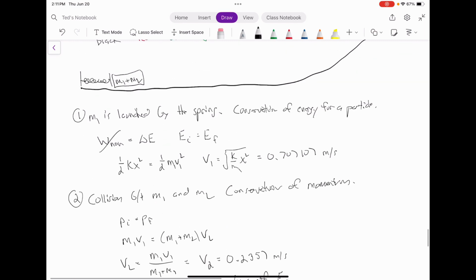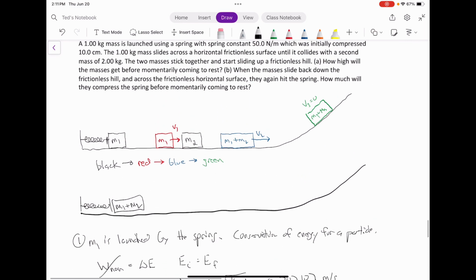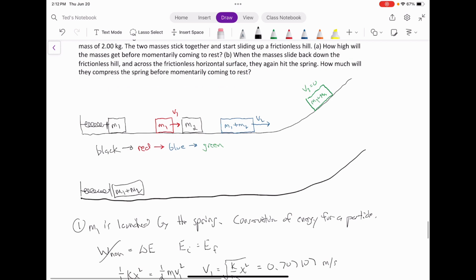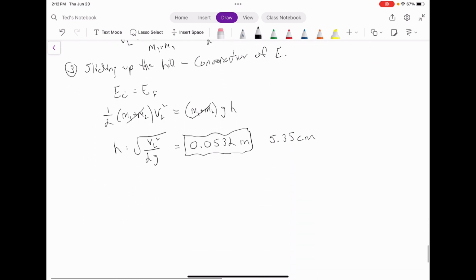Okay, is that what the problem asks? How high will the mass get before momentarily coming to rest? Okay, and then part B, when the masses slide back down the hill and across the horizontal surface and they hit the spring, how much will they compress the spring before momentarily coming to rest? Okay, so this is really step 4 of the problem.